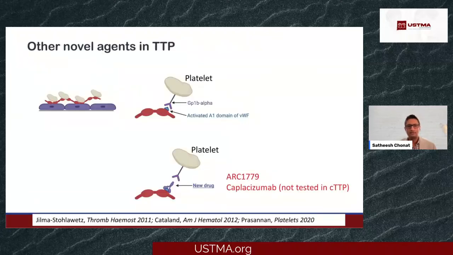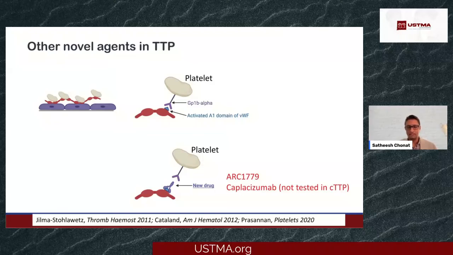Briefly going to go over some of the other novel agents in TTP as a whole. As you might have heard, there is caplacizumab. Caplacizumab is a drug which, as shown earlier, the platelets bind to the sticky protein called VWF, and that binds to the inner lining of the blood vessel. So by inserting something in between the platelet and the VWF, the platelets are spared from attaching and getting consumed. And this medication is FDA approved, at least in the United States, for use in patients with immune-mediated TTP.